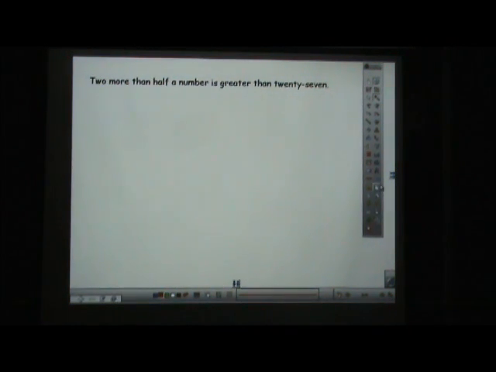Alright, trying the next one. 2 more than half a number is greater than 27. So this time I'm going to use n for the number.